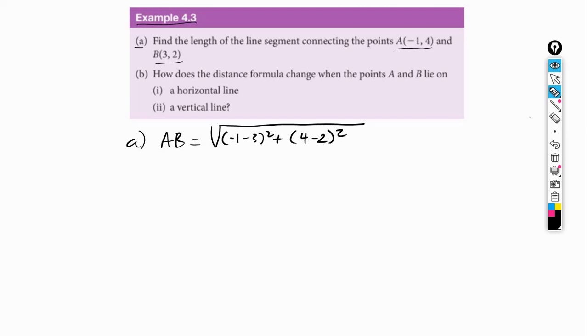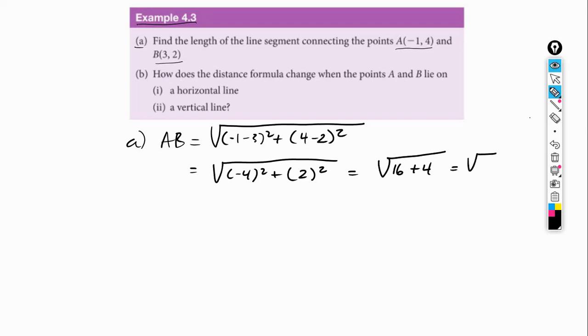And then this is going to give us the square root of (-4) squared plus 2 squared. And notice that this is just going to be the square root of 16 plus 4, which is the square root of 20.